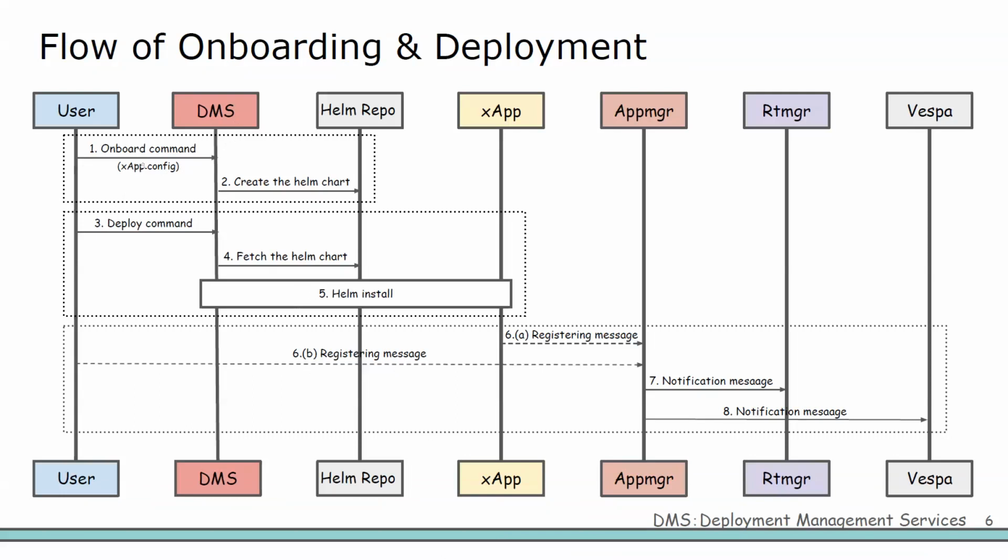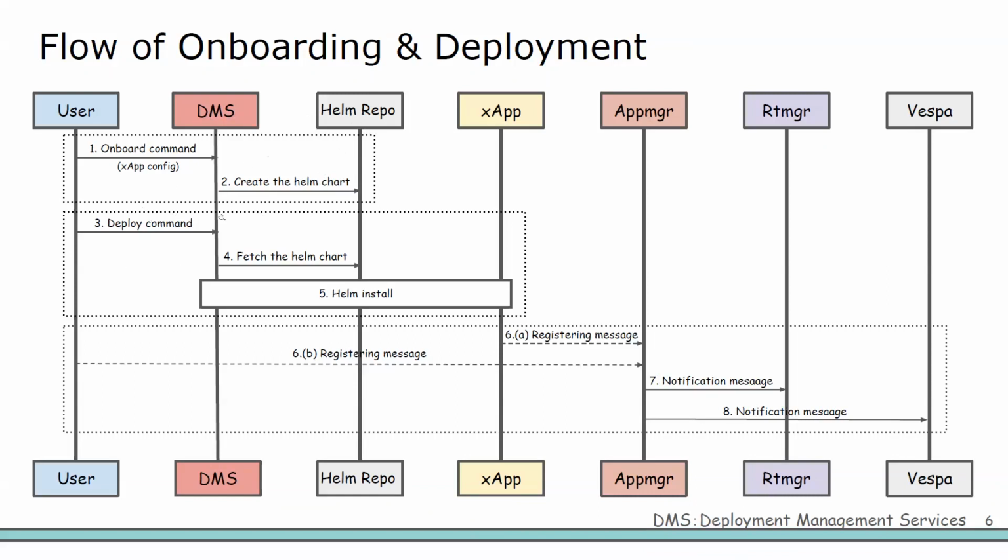The first part is onboard. We can send the onboard command to the DMS tool. The DMS tool receives the command, creates the Helm chart of the xApp, and stores the Helm chart to the Helm repository. So that is the onboard part.